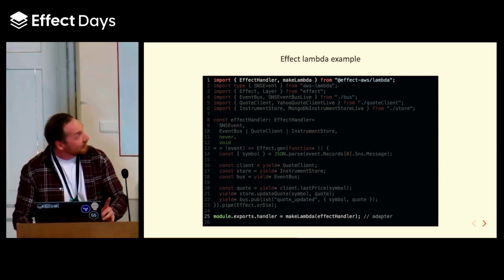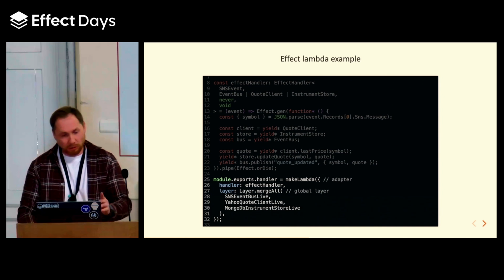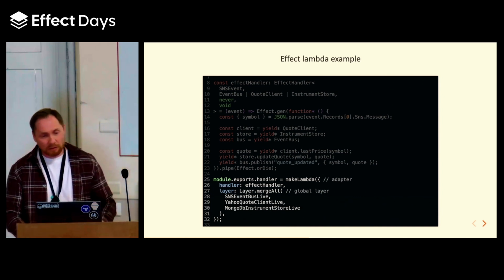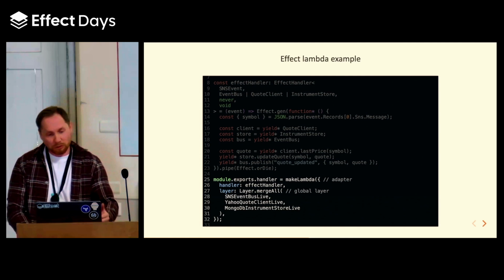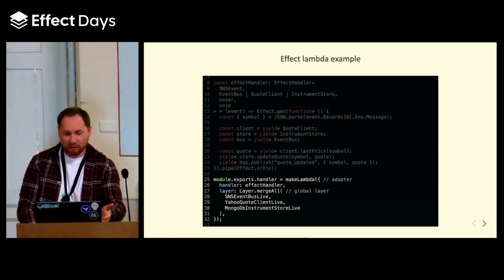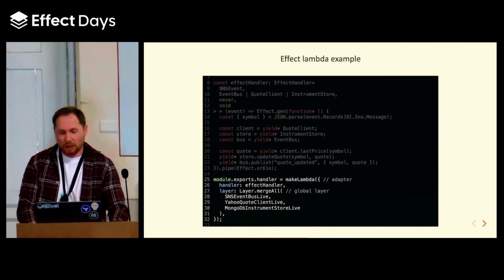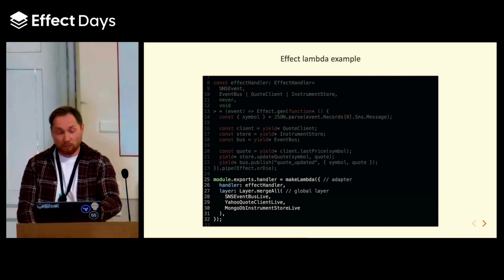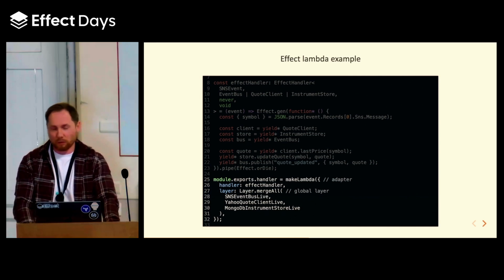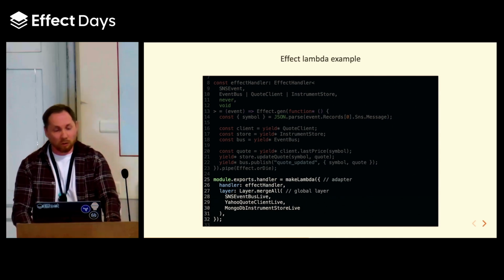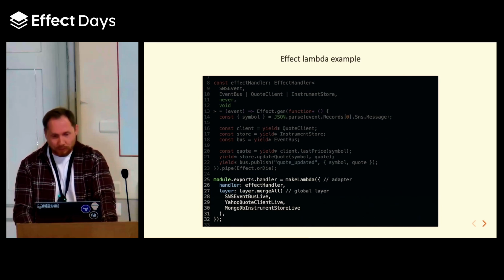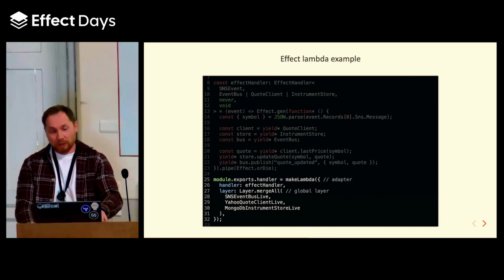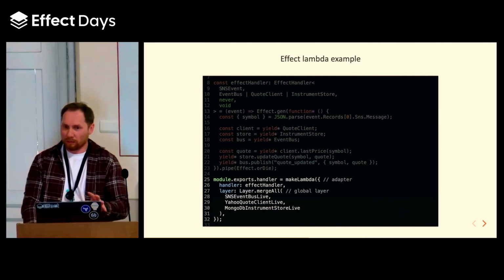However, it's not it yet, because as you remember, we used tags, and the Lambda function has dependencies like event bus, quote client, and instrument store. So this is why we need to provide a layer for this Lambda function. The make Lambda adapter has this overload function, which also accepts the global layer. Global layer means that this layer would be constructed on the cold start of the Lambda function.